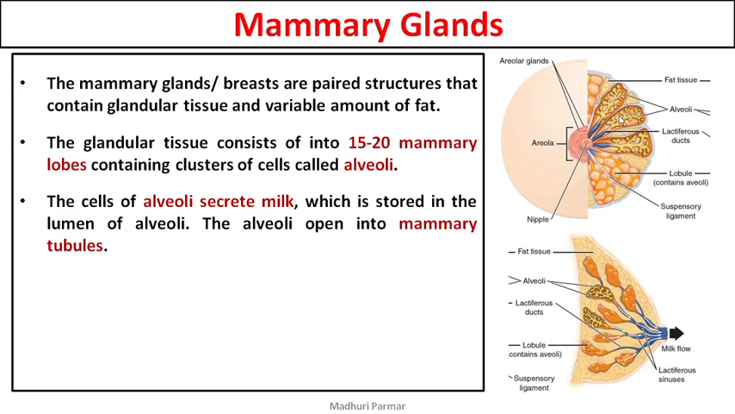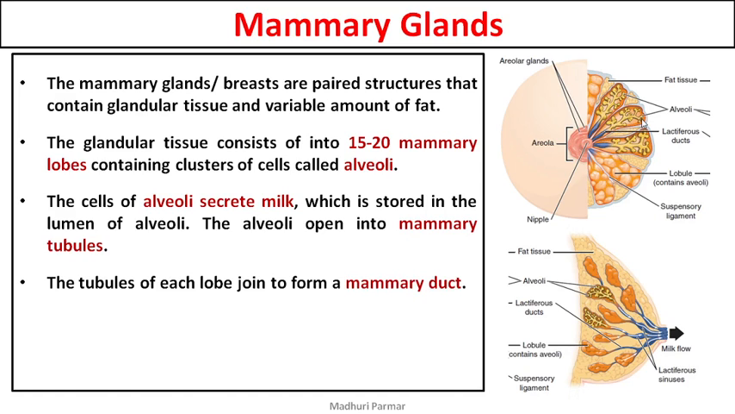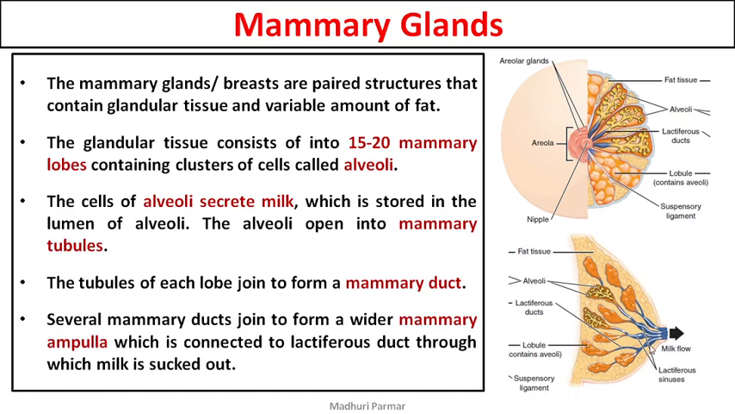This milk then enters the different ducts. Ducts are nothing but tube-like structures. The milk is stored in the lumen of the alveoli, and the alveoli open into the mammary tubules. These are the mammary tubules. The tubules of each lobe join to form a mammary duct. Here you can see in the cross section, the bottom diagram, the alveoli, and from the alveoli the mammary tubules, and the mammary tubules combining to form the mammary duct.